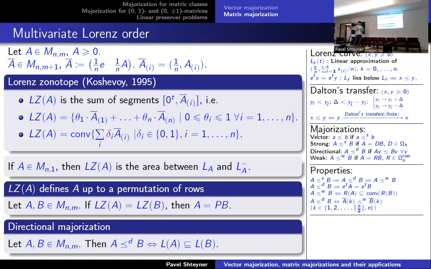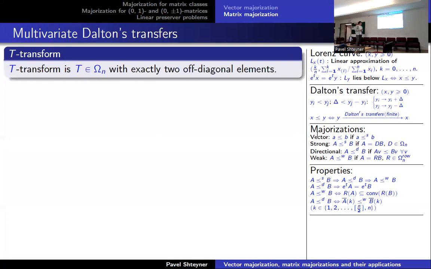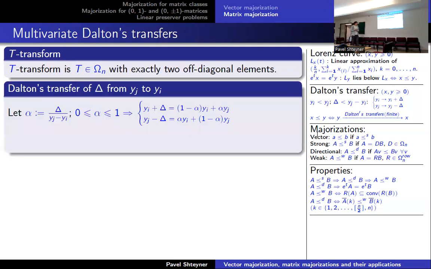And for the Lorenz order, it doesn't matter. Yeah, the same one. For the sake of completeness, let's see what the multivariate generalization of the Dalton transfer is. The way to view a Dalton transfer is via a T-transform. A T-transform is a doubly stochastic matrix with exactly two non-trivial elements. So what is the Dalton transfer?